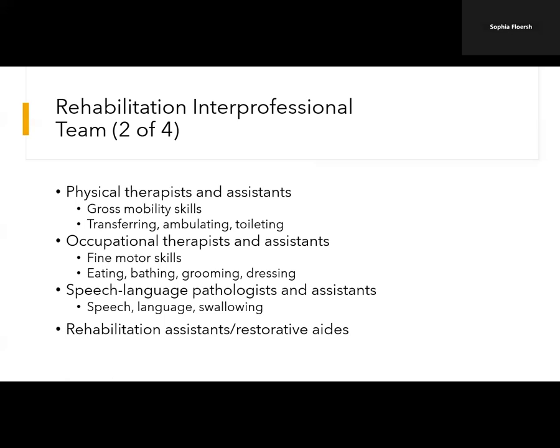Then you've got your speech language pathologists and assistants. These are people who see, can they talk? Can they swallow? What's their language like? So sometimes it may be that they need a little bit longer with speech therapy. So they can, I guess, graduate out of needing a physical therapist or an occupational therapist, but they still have trouble talking.